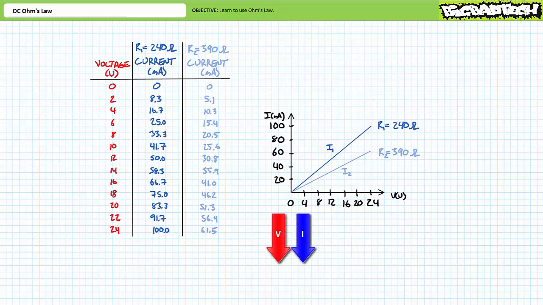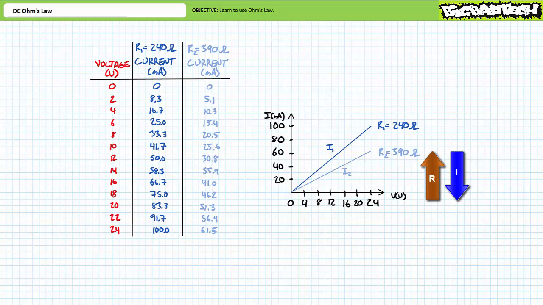First, given constant resistance, less voltage yields less current, and more voltage yields more current. At 8 volts, current through the 240 ohm resistor is 33.3 milliamperes, whereas at 16 volts, current is 66.7 milliamperes. Similarly, at 8 volts, current through the 390 ohm resistor is 20.5 milliamperes, whereas at 16 volts, current is 41 milliamperes. Second, given constant voltage, more resistance yields less current, and less resistance yields more current.